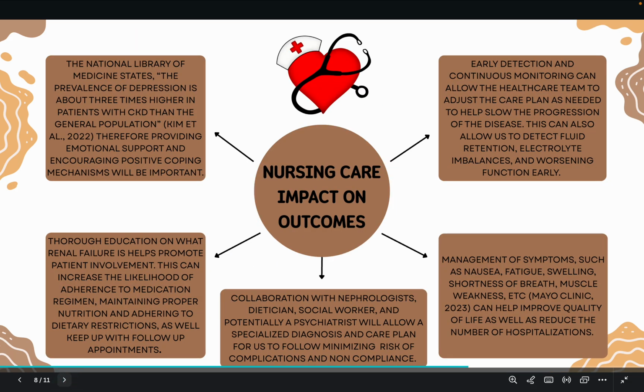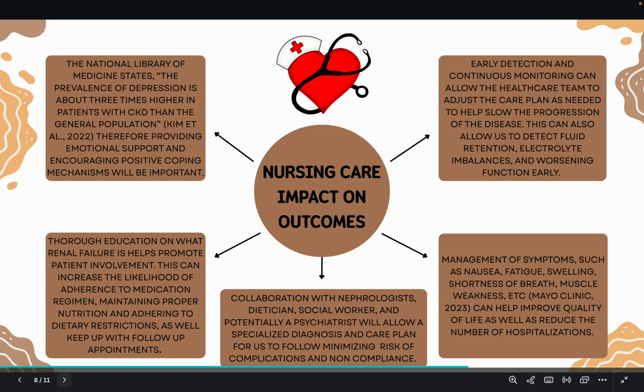So for nursing care impact on outcomes, it is important to note that nursing care plays a critical role in improving patient outcomes with chronic renal failure. As part of the healthcare team, we play a key role in monitoring signs and symptoms that may indicate complications. Since we're by the patient's side the majority of the time, we're able to perform timely interventions to reduce the risk of further complications, as well as be an advocate for the patient.